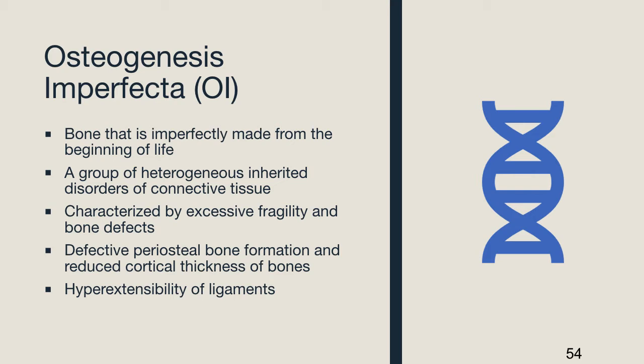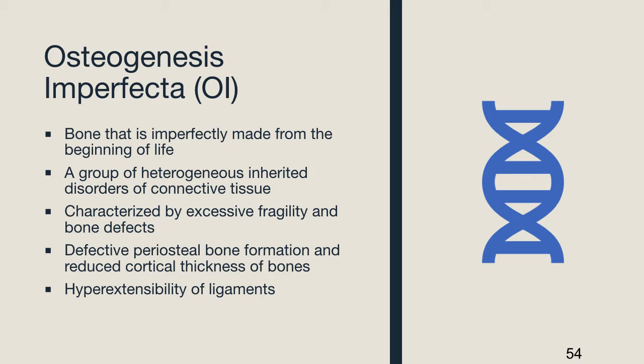Osteogenesis imperfecta actually means bone that is imperfectly made from the beginning of life, which is kind of interesting. If you look at the word, osteo is bone, genesis is the making of it, but it's made imperfectly, imperfecta. We call it OI, and it's a group of heterogeneous inherited disorders of connective tissue.